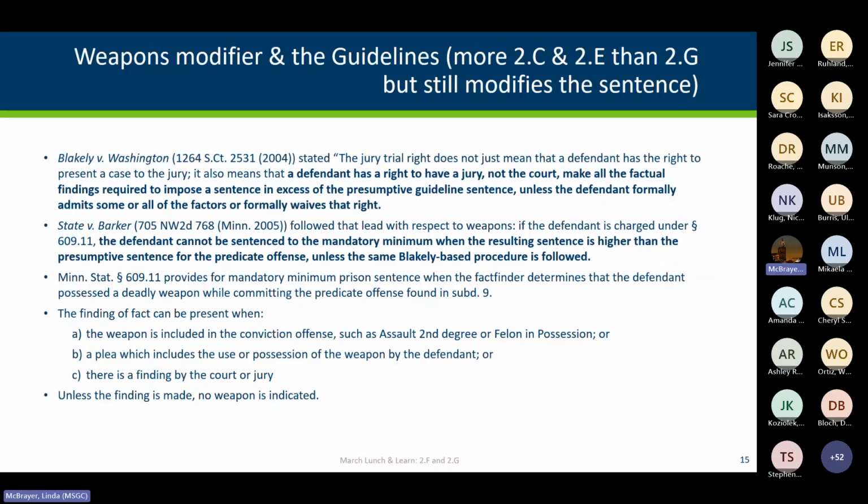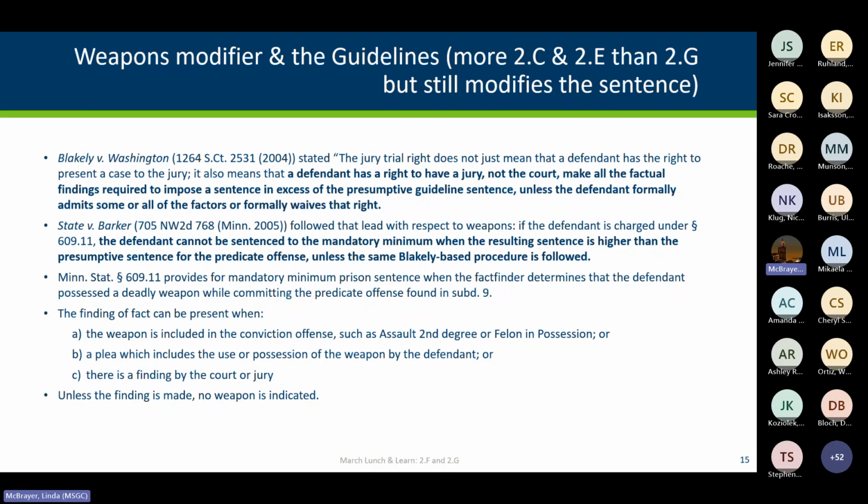He appealed, and the court said that the sentence cannot be the mandatory minimum when that is greater than the presumptive sentence. And I believe at that time his presumptive sentence was actually a year and a day, maybe 13 months. So 36 months prison was a lot longer. And it said that in order for that to happen, the same Blakely-based procedure needed to be followed, which means there has to be a finding of fact that the weapon was an element of the crime.